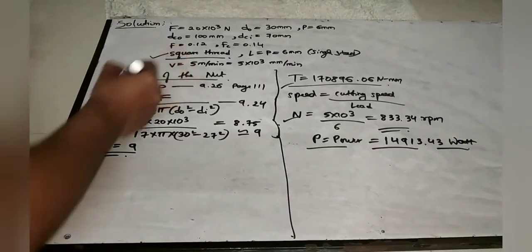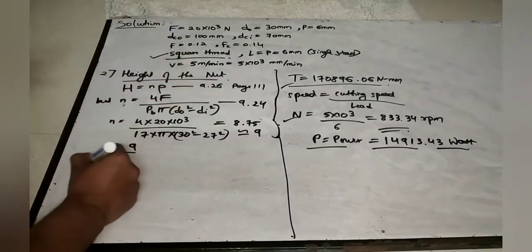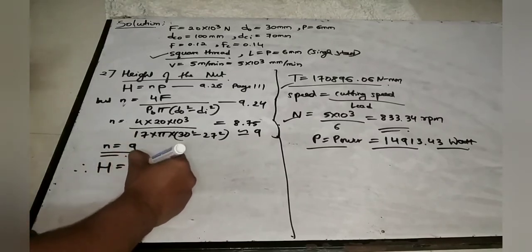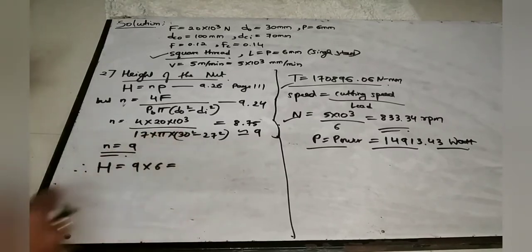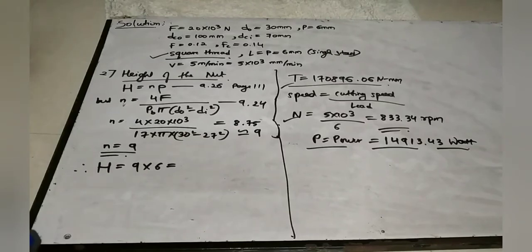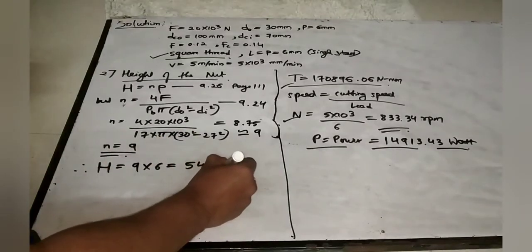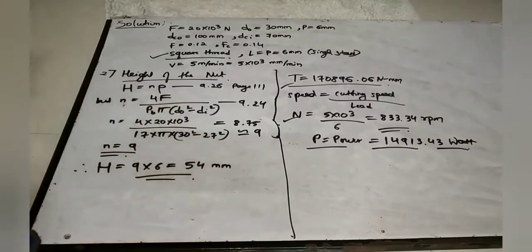But what is the height of the nut? Therefore, height of the nut is equal to 9 into pitch, which is 6. So how much? Yes, 54 mm. So height of the nut is 54 mm. So this is it regarding the height of the nut.